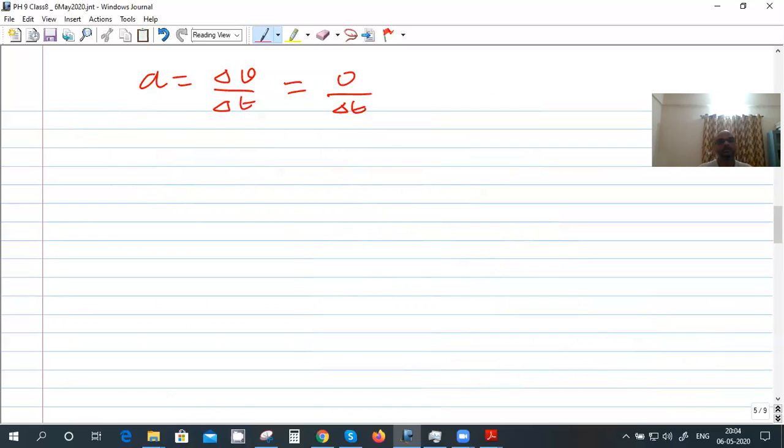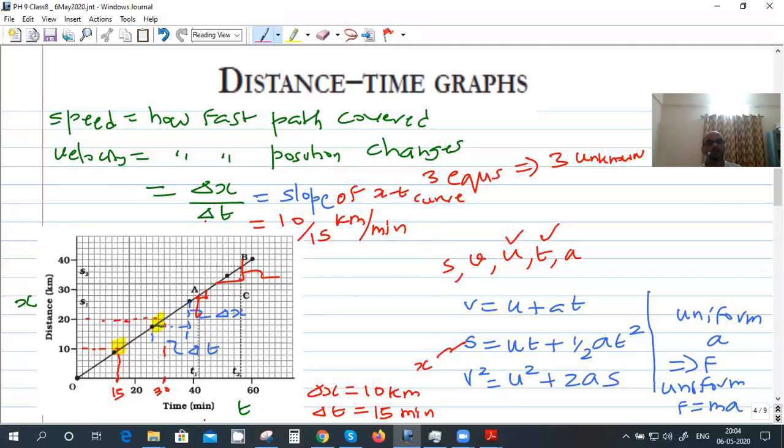Here the delta t, whatever amount of time we take, since the numerator is zero and the denominator is not zero, the answer is zero. And because we're taking a finite interval of time in the denominator, with the plot of x versus t being a straight line, that means the velocity is not changing, so acceleration is zero. Okay, that you can see from this equation.